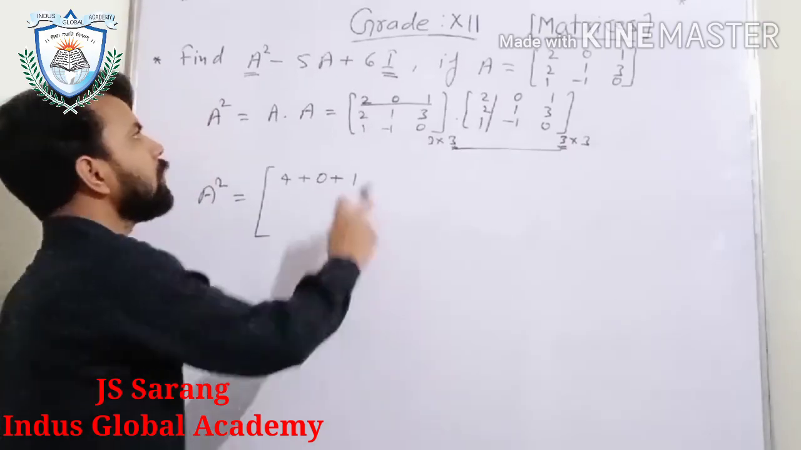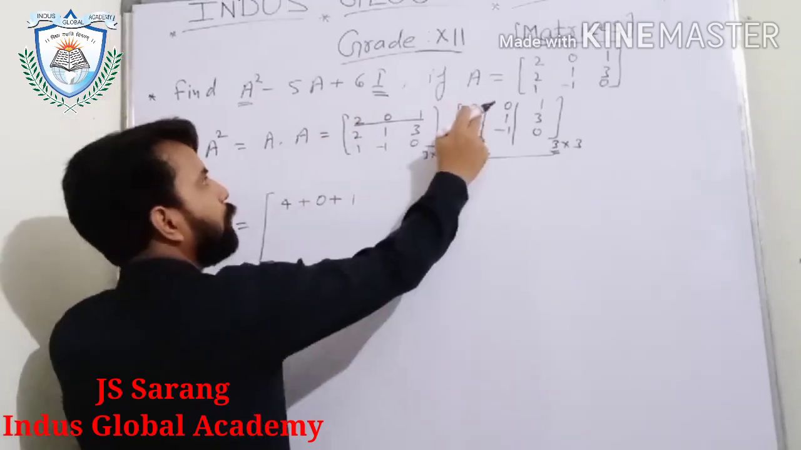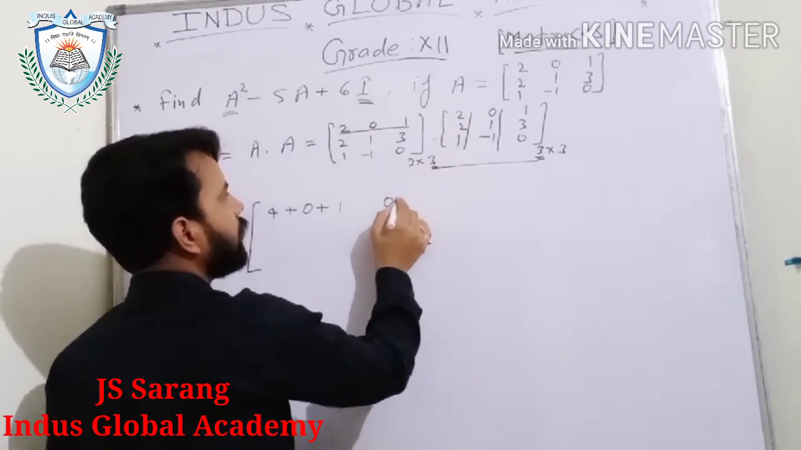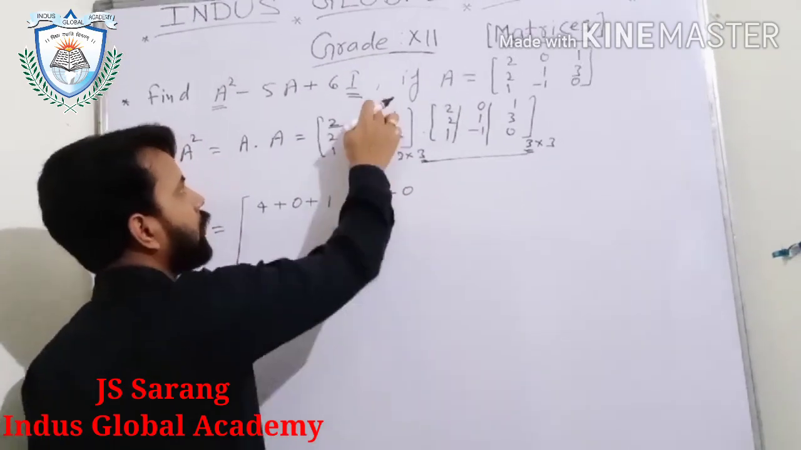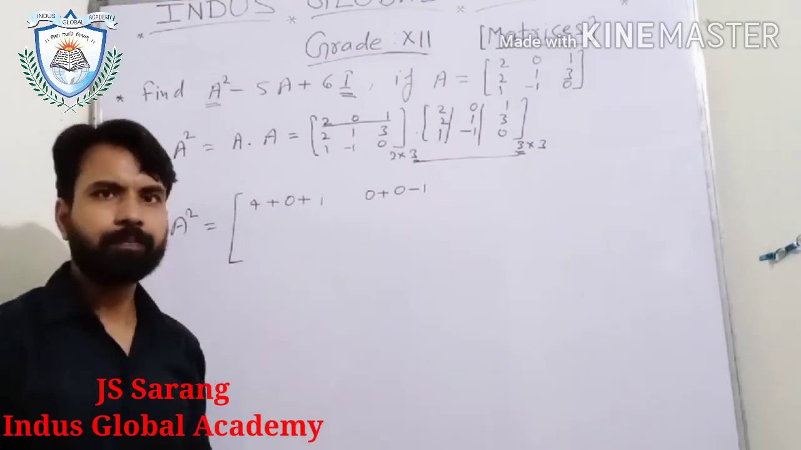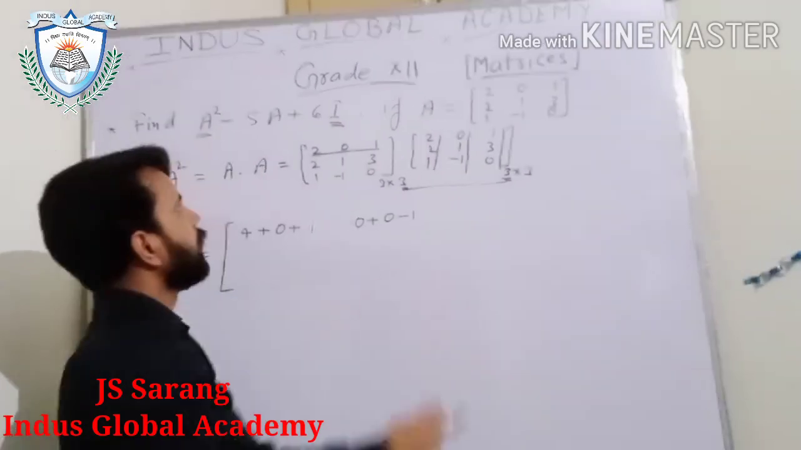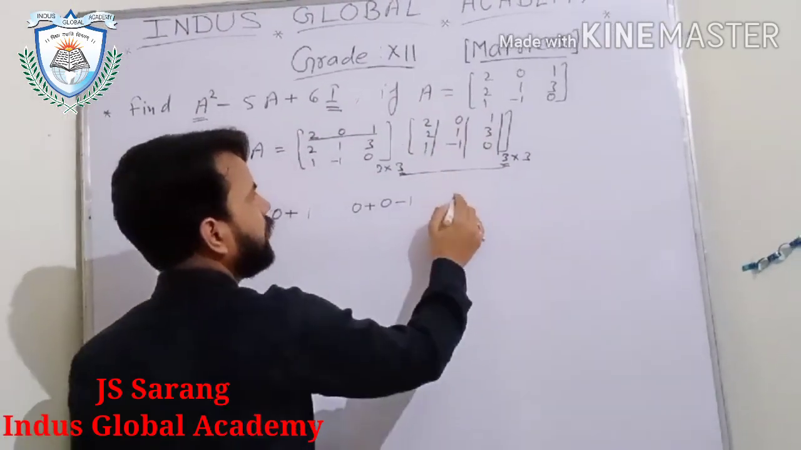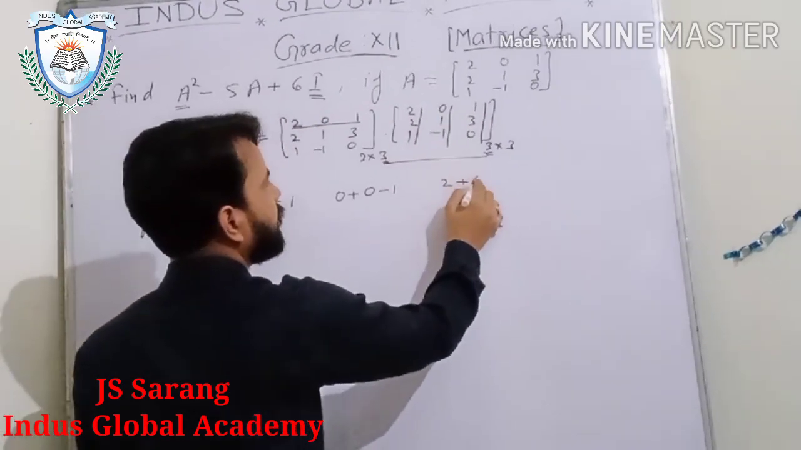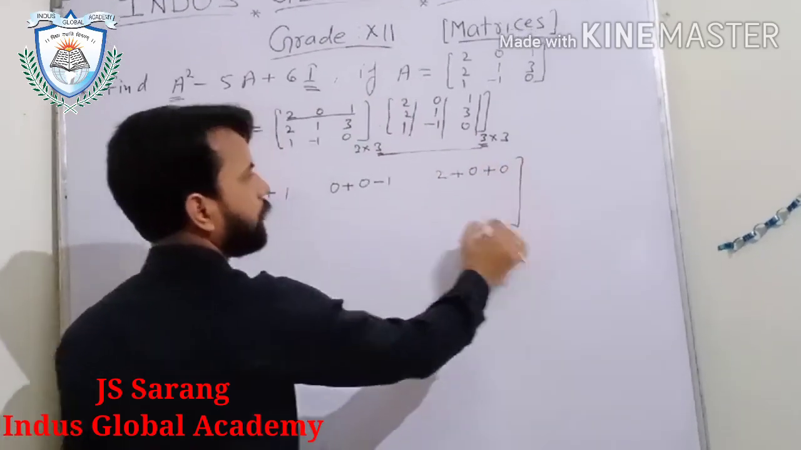Clear? Now the same row is multiplied by the second column. So 2 multiplied by 0 gives you 0, and 0 multiplied by 1 is also 0. Now 1 is multiplied by minus 1, so it will be minus 1. Clear? Now the same row is again multiplied by the third column. So 2 is multiplied by 1, that is 2. 0 is multiplied by 3, so it will be 0. And 1 is multiplied by 0, so it will also be 0.